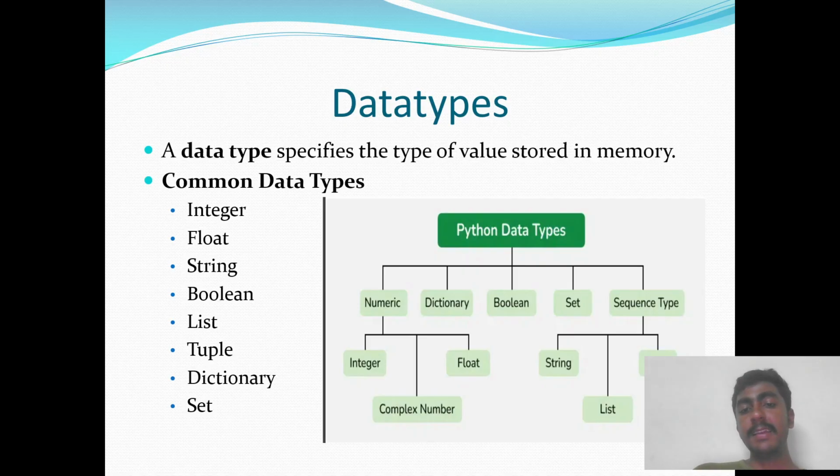Tuple. A tuple is very similar to a list. The main difference is that tuples are immutable. That means once a tuple is created, its elements cannot be modified. For example, if I have a variable days, there will be seven elements starting from Monday till Sunday, and these cannot be changed.